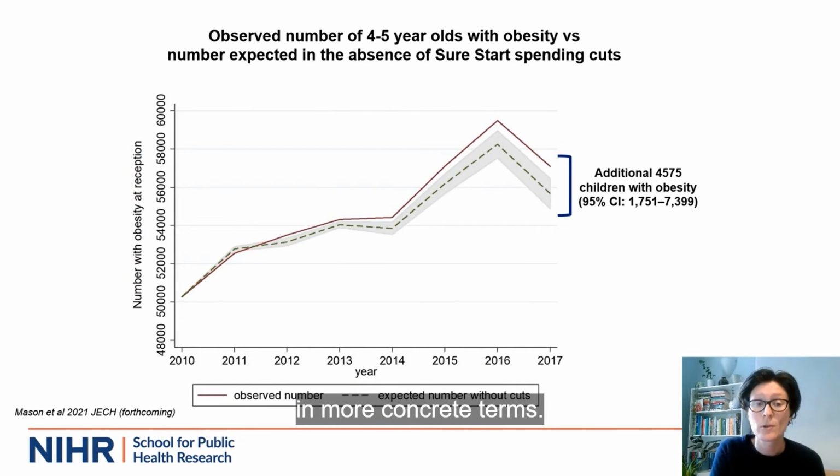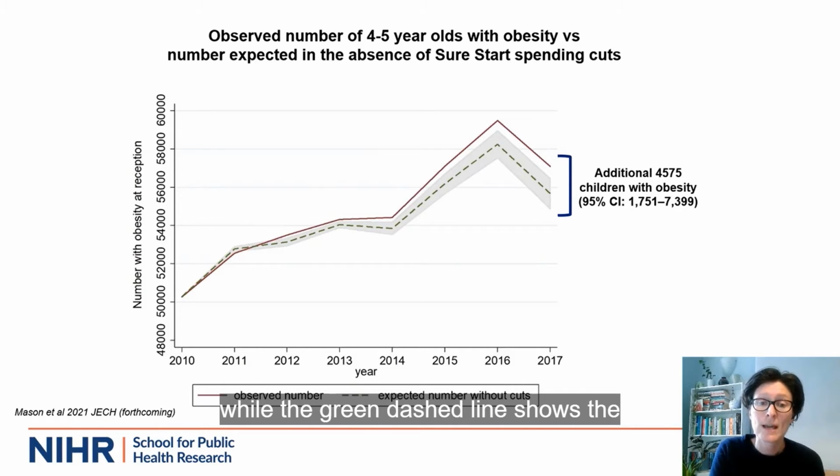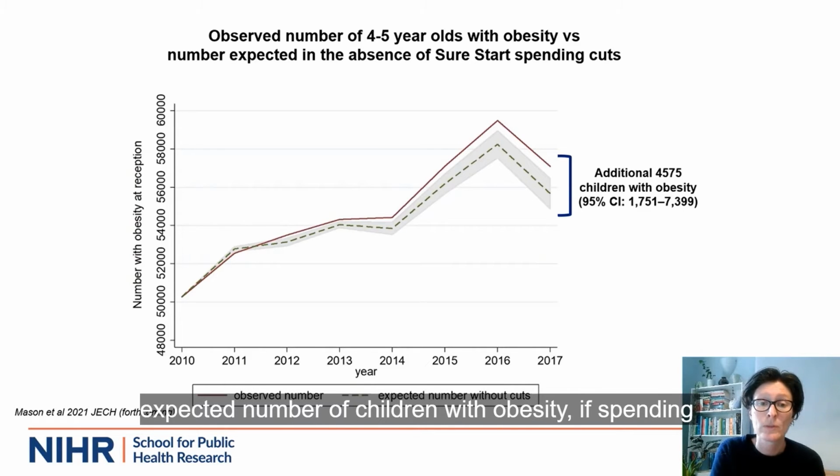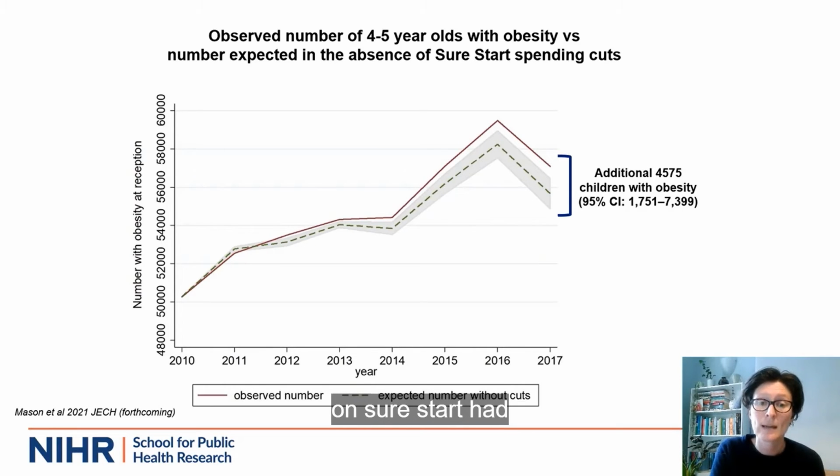This plot shows those results in more concrete terms. The red line shows the number of children with obesity that was actually observed, while the green dashed line shows the expected number of children with obesity if spending on Sure Start had been maintained at 2010 levels. So the gap between these two lines is what we interpret as the estimated effect of the spending cuts.